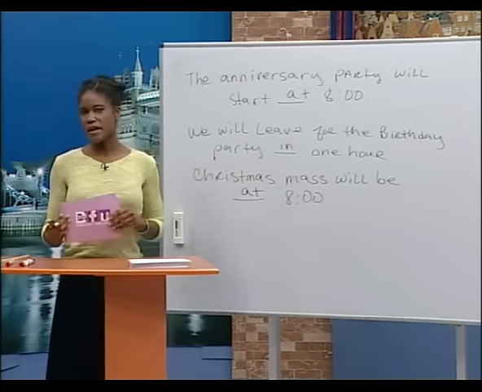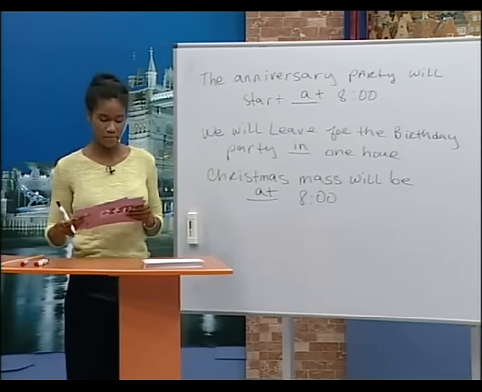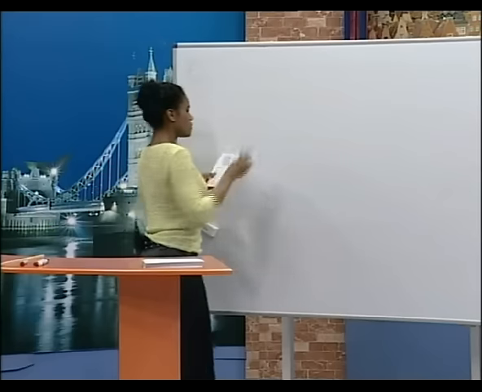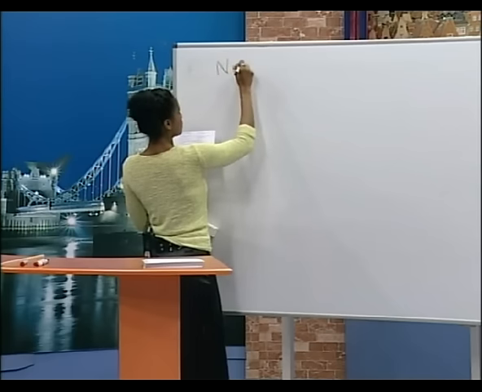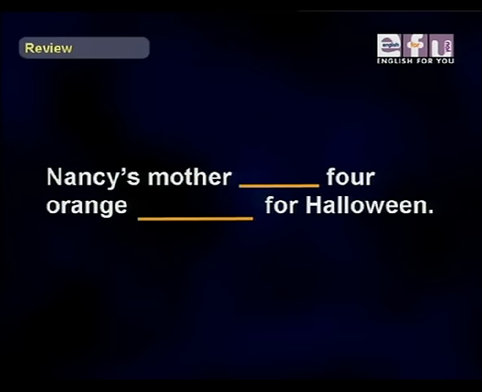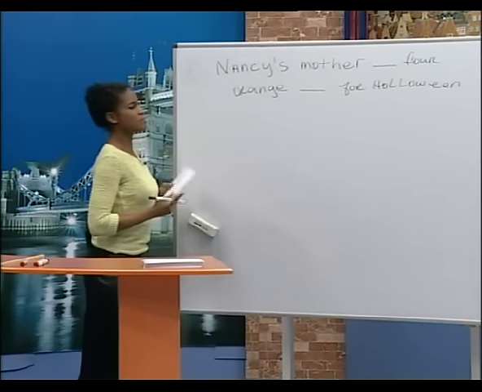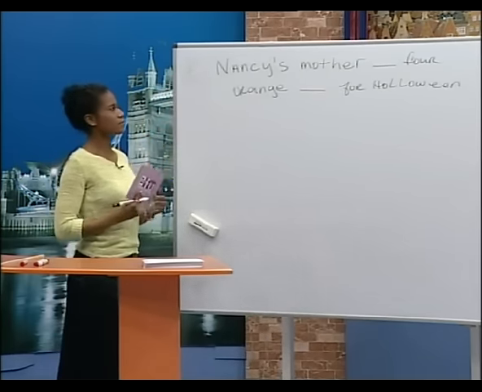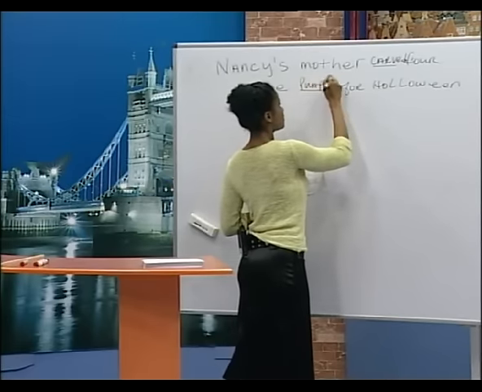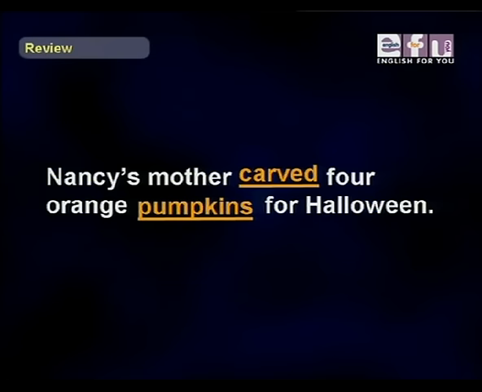Now, here is an exercise using our new vocabulary. Let's fill in the blanks again. Okay, you're going to use a new vocabulary word. Nancy's mother, for orange, for Halloween. Let's see, who's the smart one today? Alberto, can you do this one? Nancy's mother carved 4 orange pumpkins for Halloween. Very good.